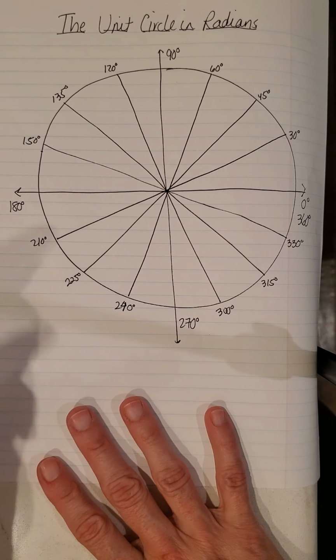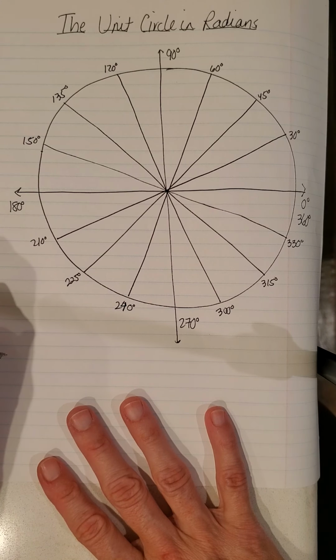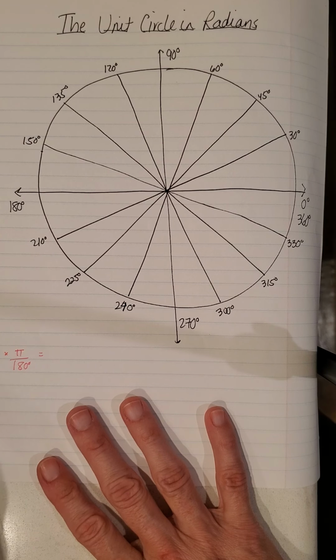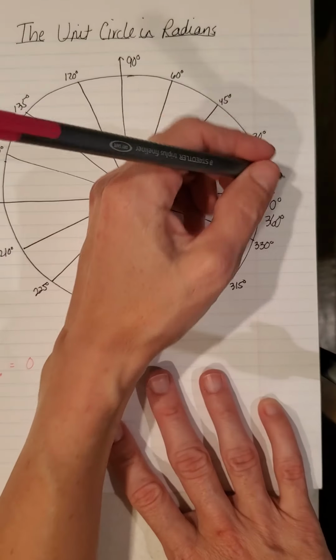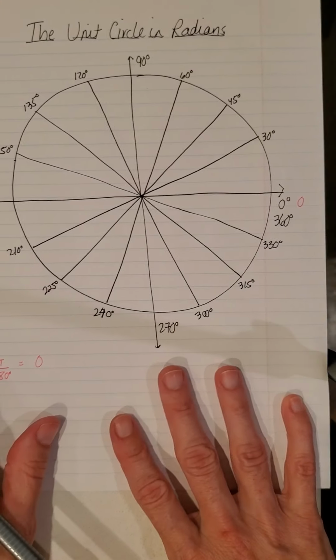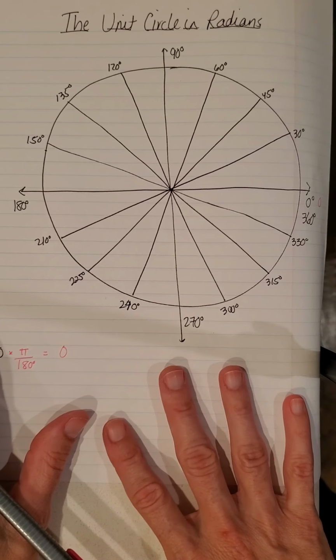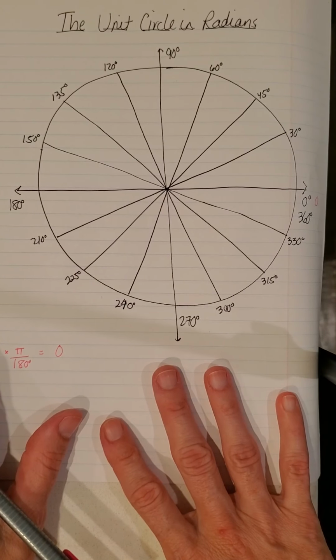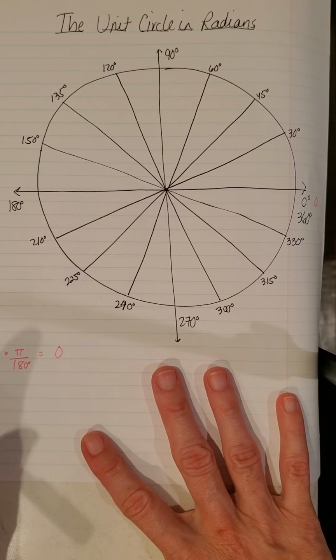With 0, I want to remind you, first of all, that to convert to radians, we just multiply by pi over 180, and then we simplify. In this case, 0 times anything is just 0. So 0 degrees is the same as 0 radians, and I just write it like that. There's no unit, and the fact that there's no unit tells me that it's a radian.